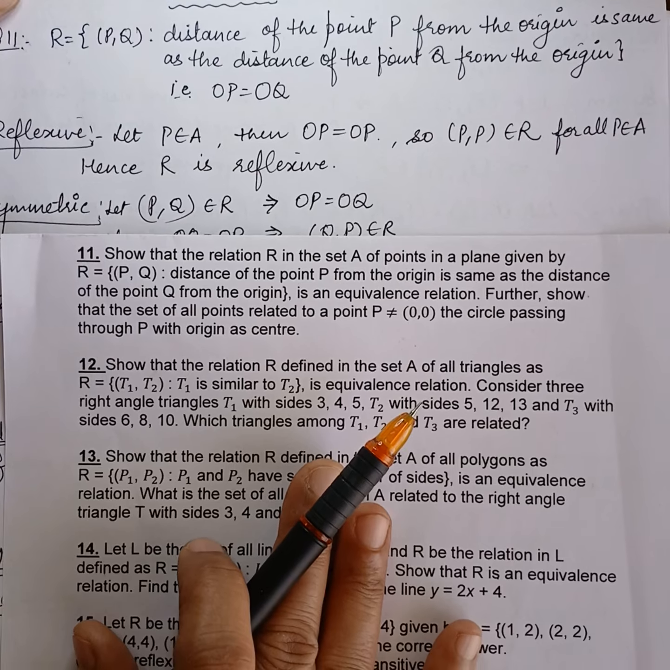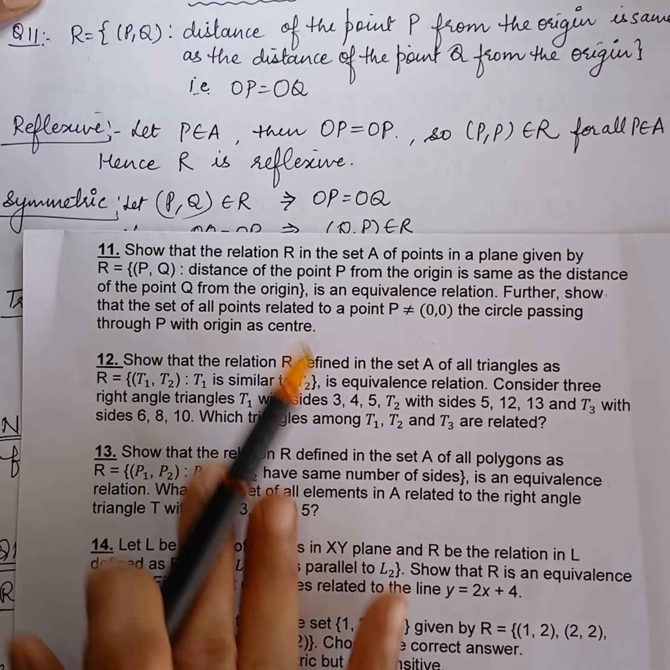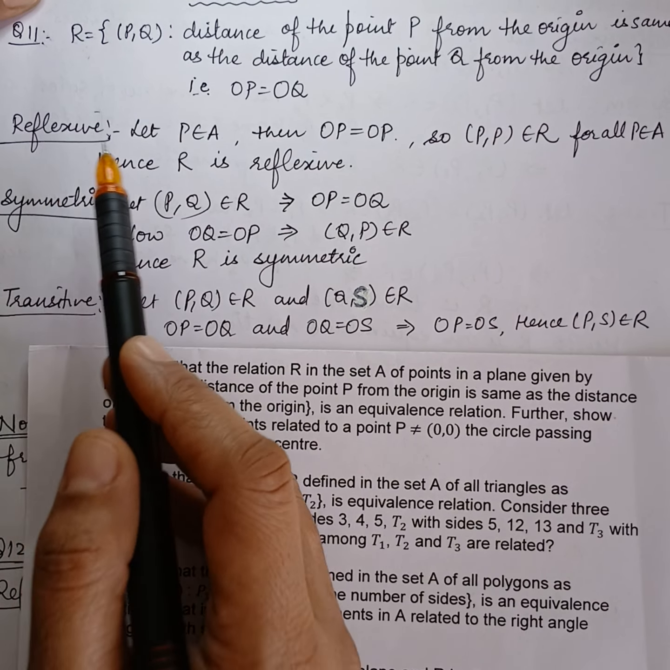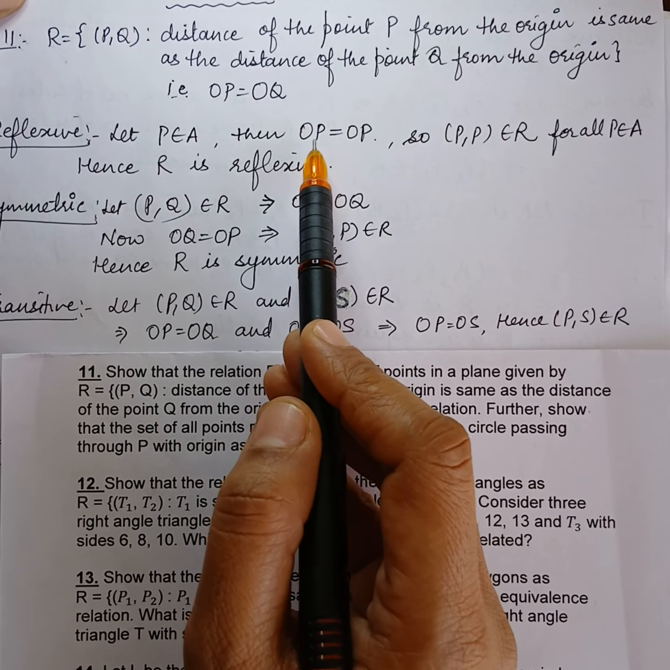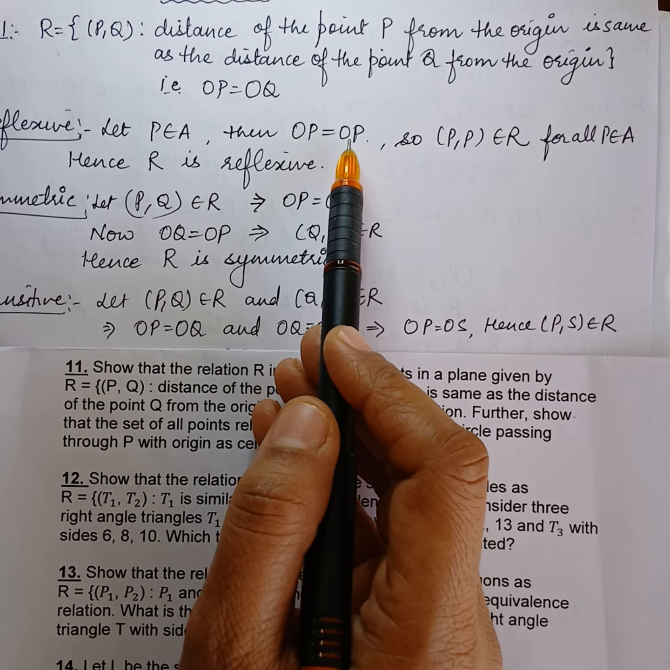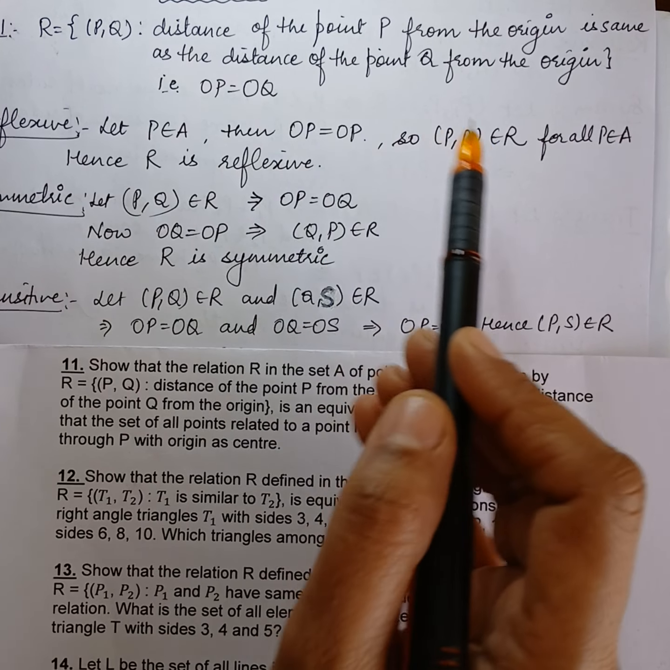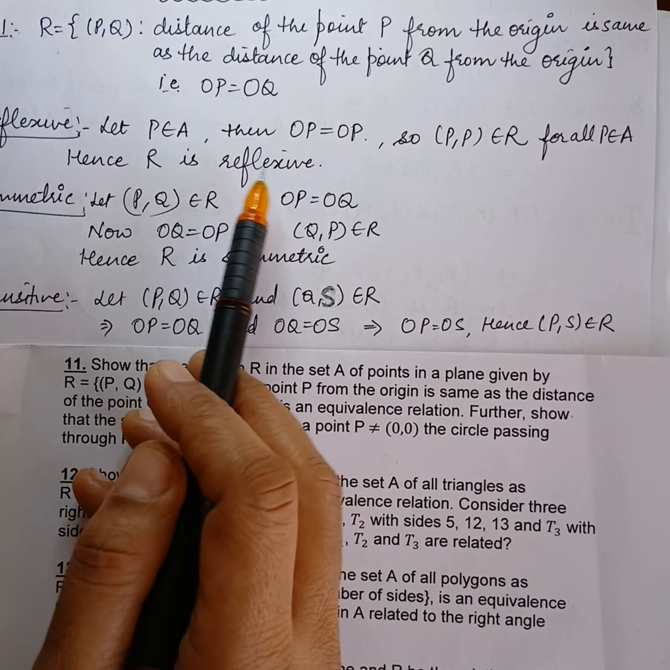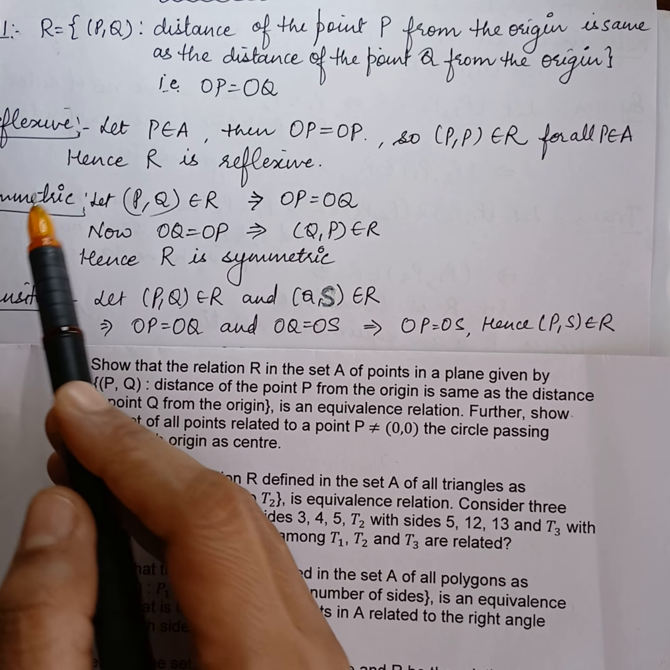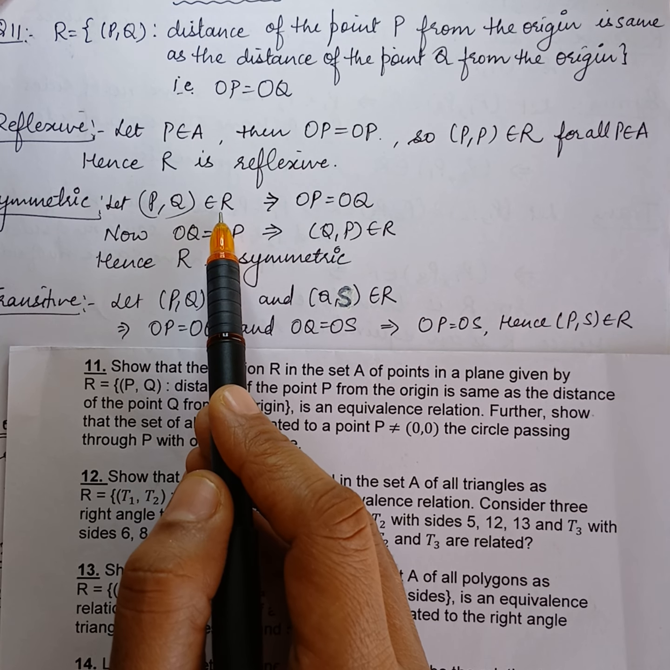So, to prove equivalence relation, we need to show symmetric, reflexive and transitive. So, first show reflexive. Let P belongs to A. Then we know that the distance of P from the origin will be equal to the distance of P from the origin. OP is equal to OP. So, P, P belongs to R for all P belongs to A. Hence, R is reflexive.